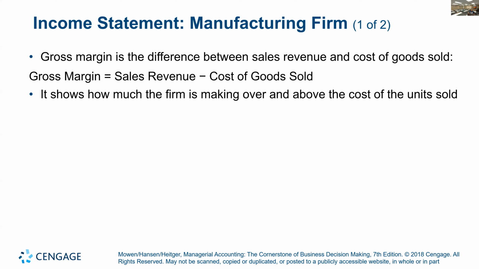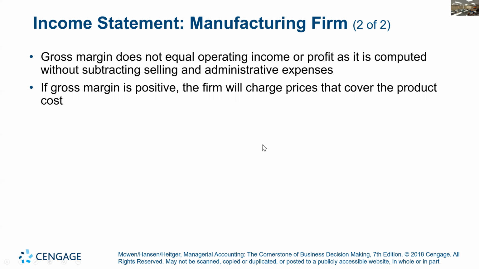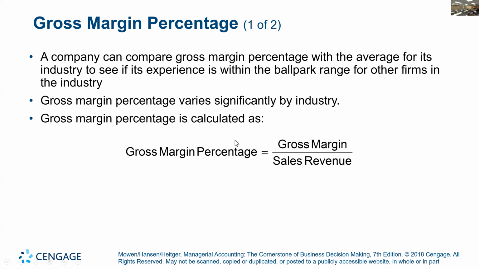And that's why we break this down into the revenue minus the cost of goods sold. Okay, and it does not equal operating income or profit as computed without subtracting out the other things. Okay, but it's making sure that our prices are good. And we can get a percentage from there. The gross margin percentage, we take our gross margin, or our gross profit, divided by our sales revenue. And it really depends on the industry you're in here.